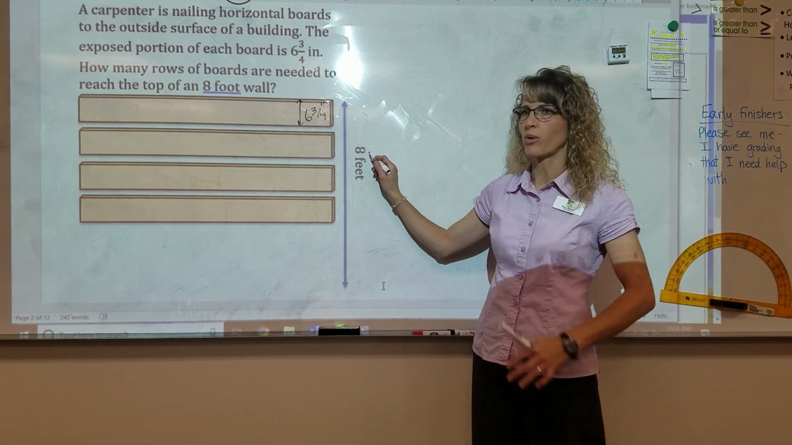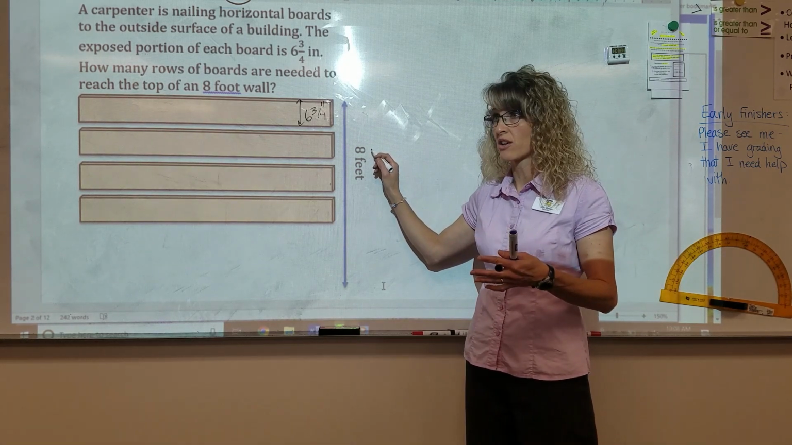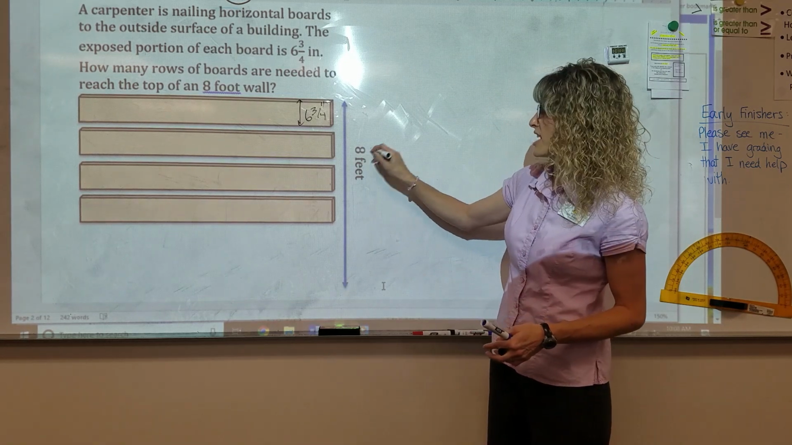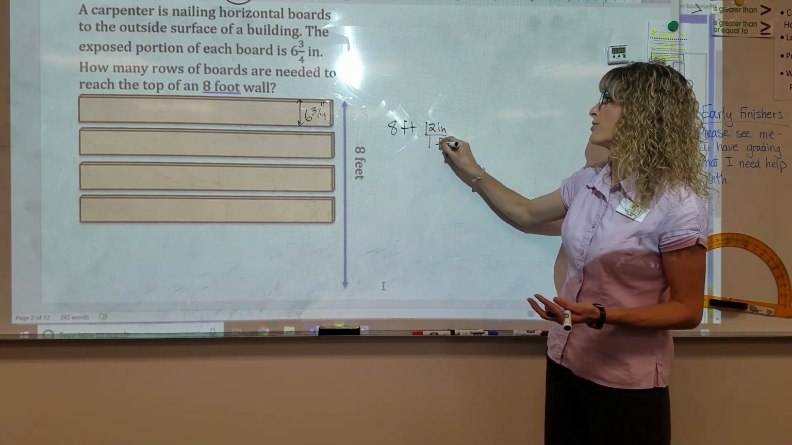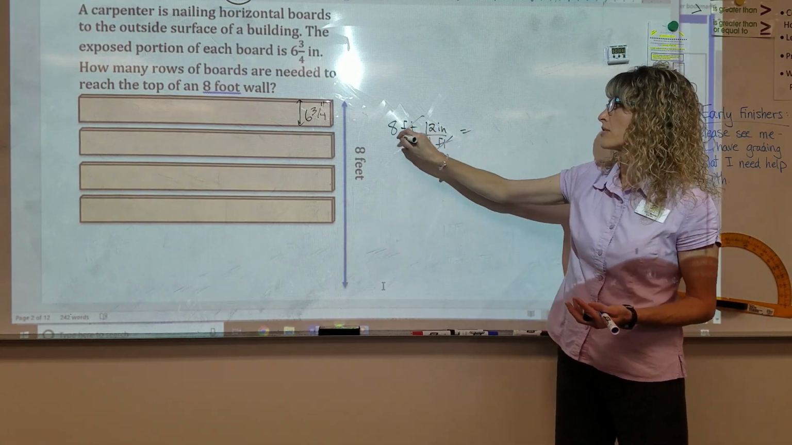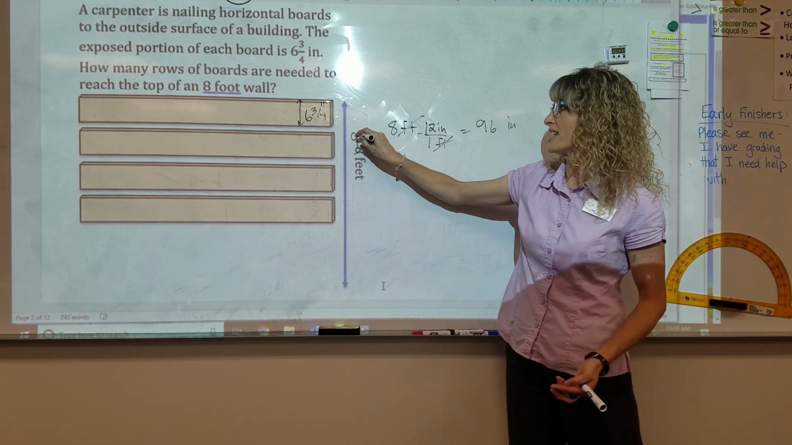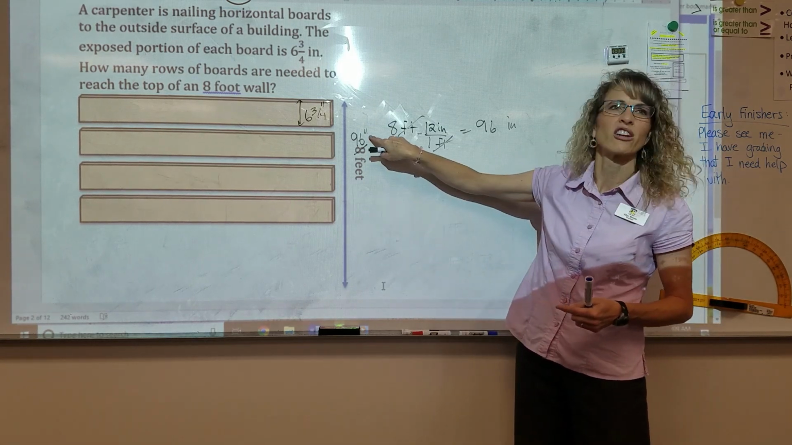Okay, so let's first do this. We've got inches and feet. We can't work with mixed units, so we've got to change them either all to inches or all to feet. Let's go inches, shall we? Okay, so let's say we've got 8 feet, and I know there's 12 inches in 1 foot, so 8 times 12 is 96 inches. So this is really 96 inches.